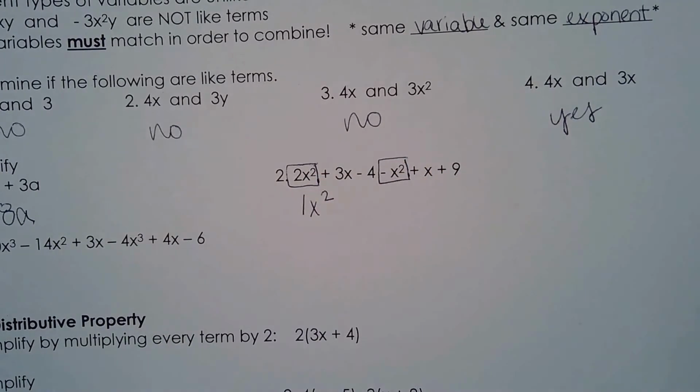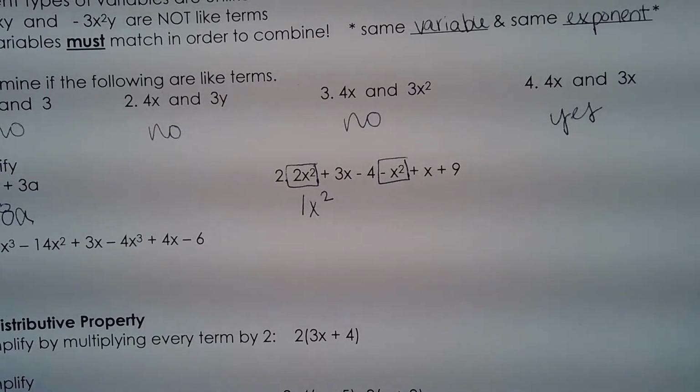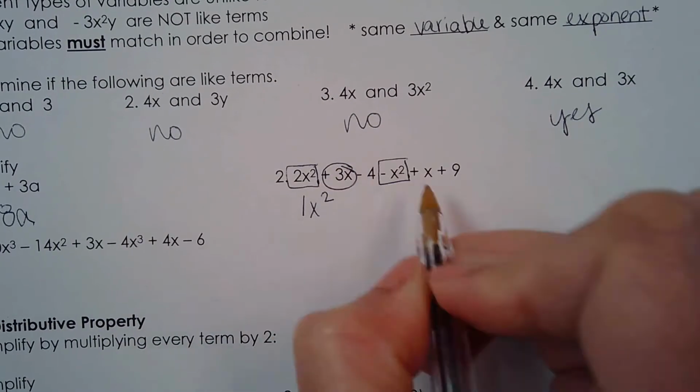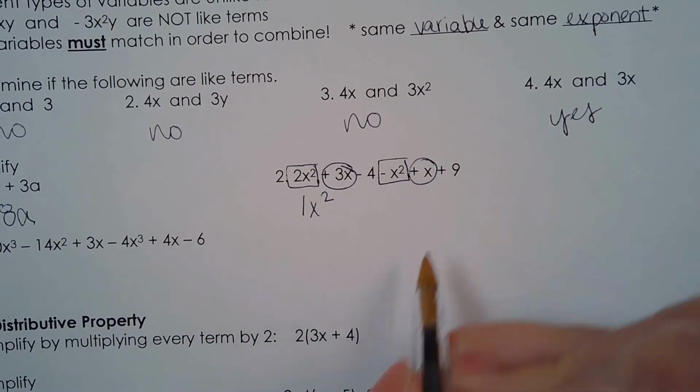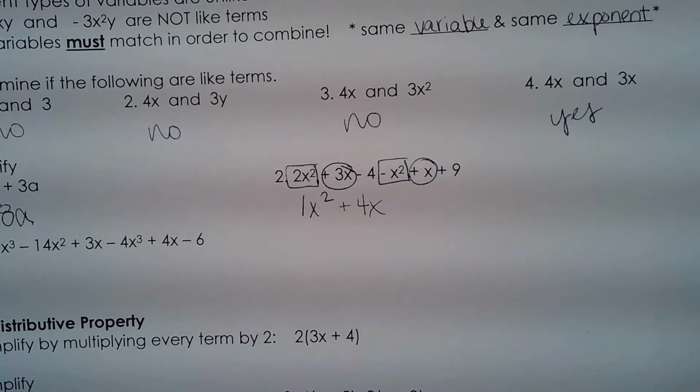Good. Now, I don't usually write the 1 in front of the x squared, so today's probably the only day that I'm going to do that. So are we okay to not have that 1 there? Yeah? Okay. What else can we combine? 3x and x. How many x's is that? 4x.